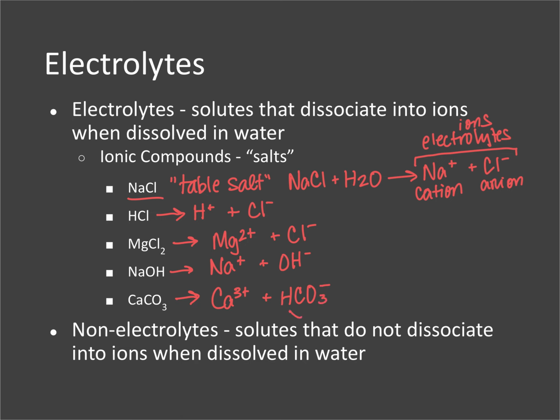And in this case, that hydrogen in hydrogen carbonate comes from the water molecule. Non-electrolytes are molecules that do not dissociate into ions when dissolved in water. Some examples of non-electrolytes would be things like sugars and many other organic compounds.